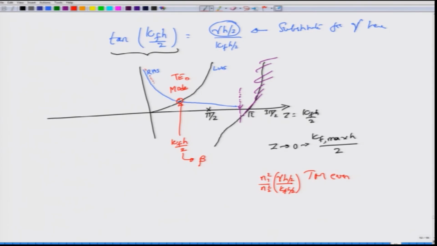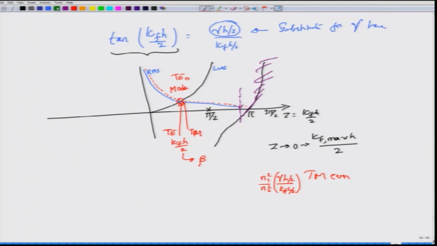It depends on how far n1 and n2 are, but it would be slightly away like this, and it would also go down to 0. It starts at infinity and goes down to 0, and you can see that the mode is just around the TE mode. So, this would be the TM mode and this would be the TE mode. These are the even modes. How about the odd modes?